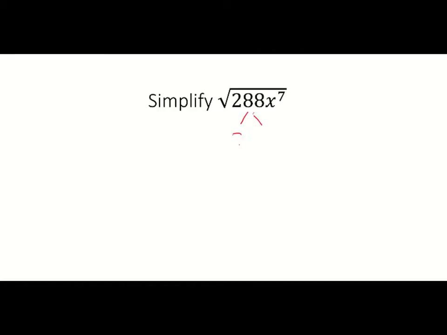Our last example of simplifying the square roots before we move on to cube roots is the square root of 288x to the 7th. So when there are variables involved, what I want to do is ignore the variables and just break down my number to start. So 288, that's the same thing as 2 times 144.